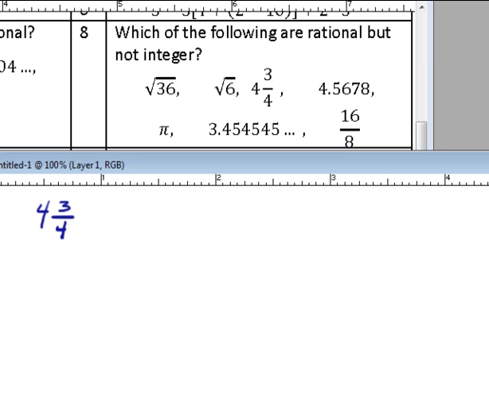Now 4.5678, that's also rational because it terminates and it's not an integer, it has a decimal component. The number pi is not rational, that's irrational. Here we have a decimal that does not terminate but does have a repeating pattern, so that's rational and not an integer. So let me put that down.